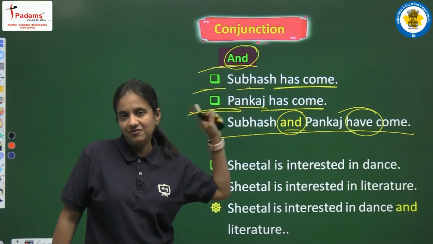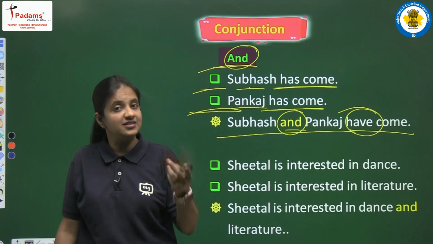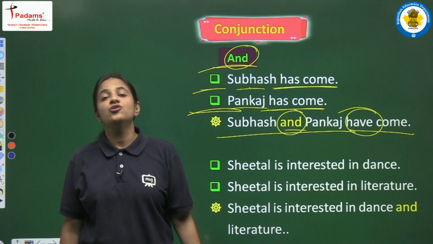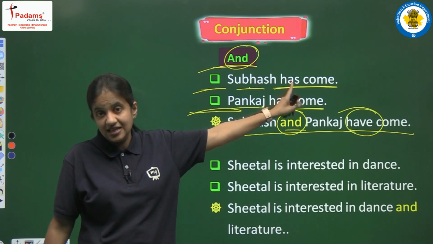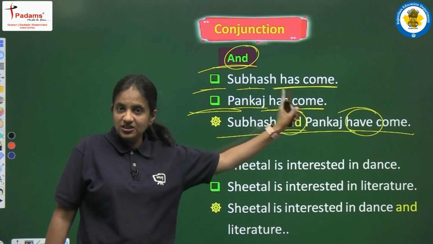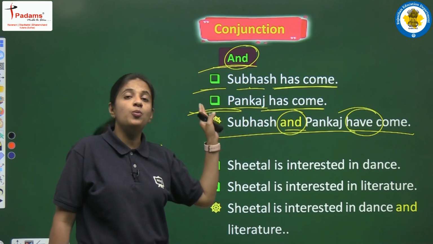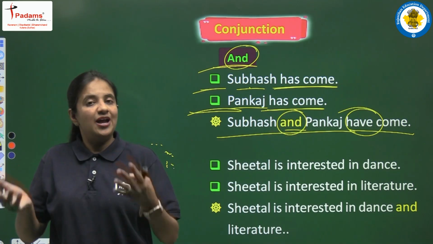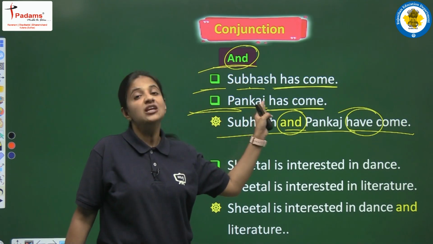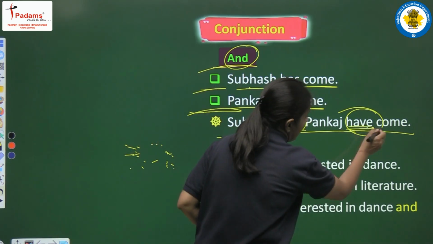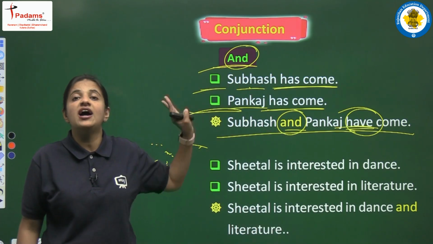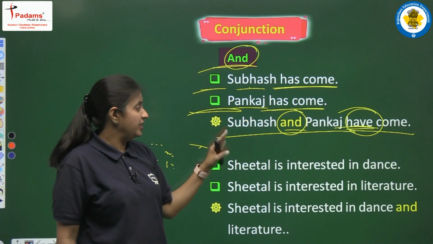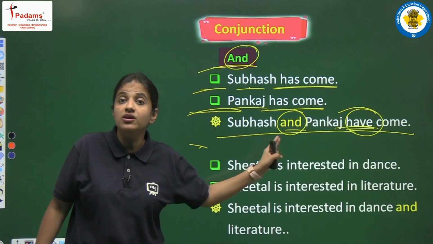Here we are having Subhash, that is a singular noun, a singular subject. In the next sentence we are having Pankaj, again a singular subject. So for singular subjects we have to use has. But now when we are connecting these two subjects using and, so here we are writing Subhash and Pankaj. So now we are having our subject in a plural form, and for plurals we cannot write has. For plural subjects we have to write have. So this is the reason in the place of has we are writing have here, and after that we have to use the same verb, that is come. So the sentence will be Subhash and Pankaj have come.